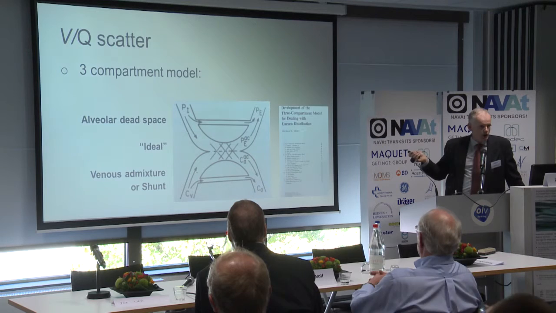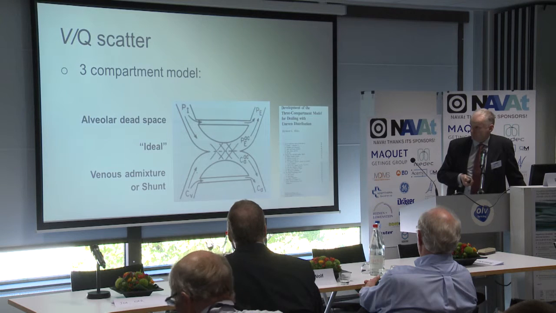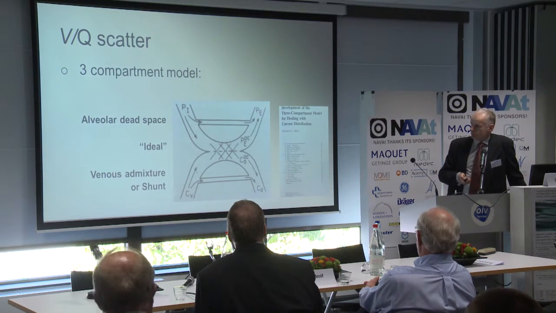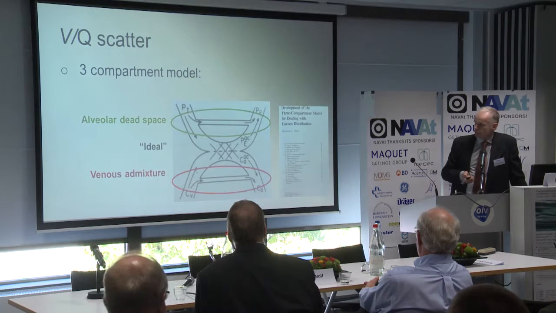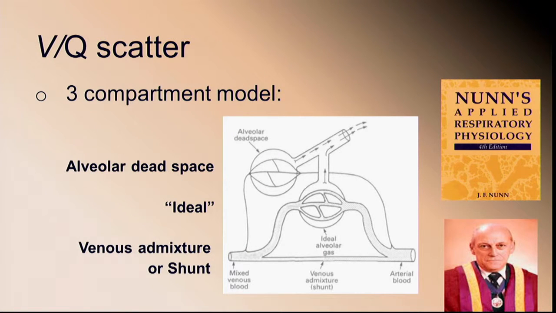This is the diagram out of Riley's chapter in West's textbook, and I think it's actually a more elegant diagrammatic description of these concepts, where both alveolar dead space and venous admixture can be depicted as shunts, shunting of ventilation and shunting of blood flow around the ideal compartment where ventilation and blood flow meet. This is a diagram out of Nunn's textbook, which is a slightly more anatomical description of what's going on, but essentially alveolar dead space is a segment of lung which is ventilated but which is effectively receiving no blood flow for various reasons.